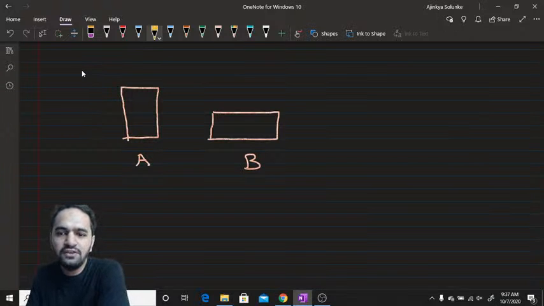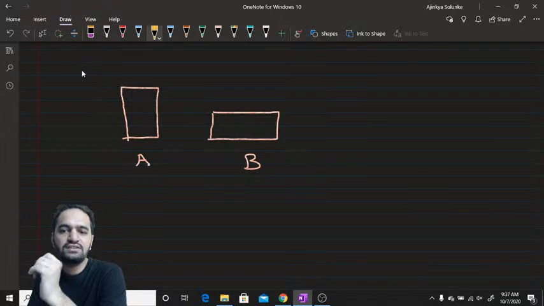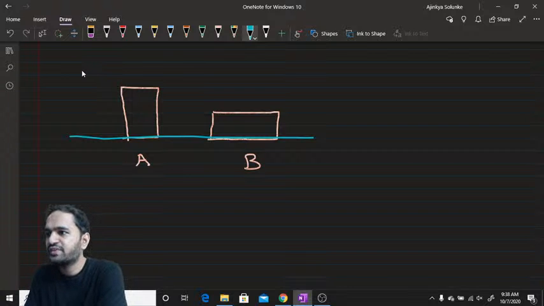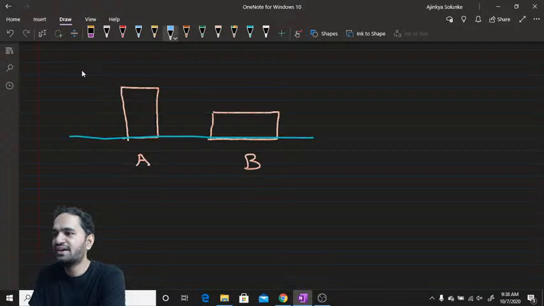Now can you tell me, in position A and position B, in which case the pressure exerted will be more on the surface? Suppose this is our surface at the bottom. In case of A or in case of B, which case will experience more pressure? These are bricks. It's a simple question. Just apply your logic. Answer. Yes, in case of A.